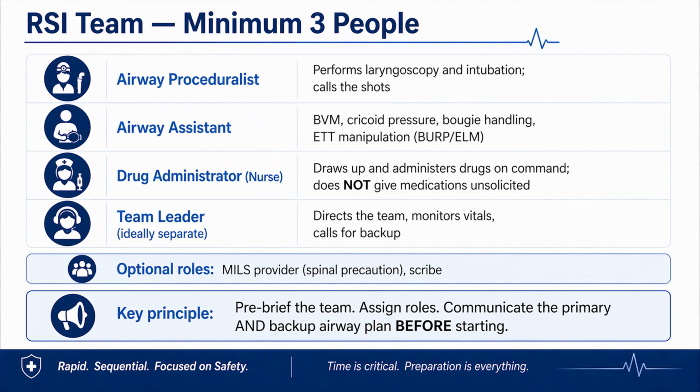Once the equipment is ready, the next most important thing is the team. RSI is not a one-man show, so there has to be a team. Minimum 3 members are required. First is the airway operator who will do the laryngoscopy and intubation. Second is the airway assistant who will help the airway operator. And third is the drug administrator, which can be a nursing staff. Remember, before going for RSI, you pre-brief the team, assign roles, and you have to communicate within yourselves, and that communication has to be a closed loop communication like in ACLS.